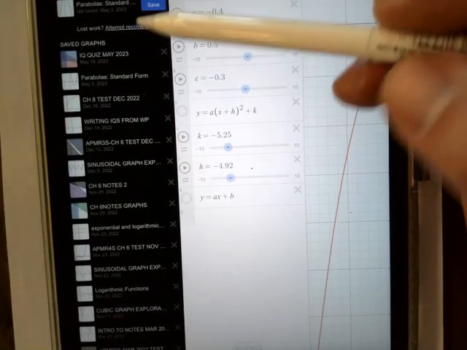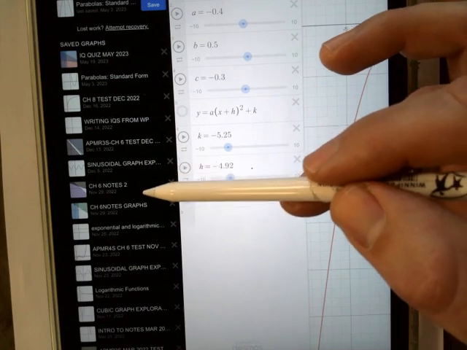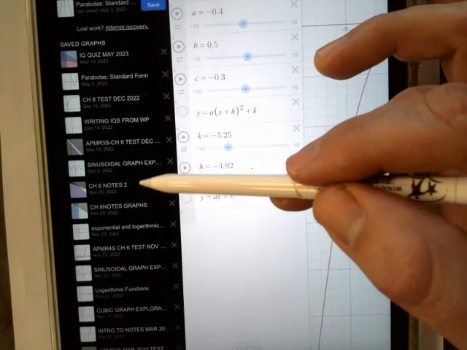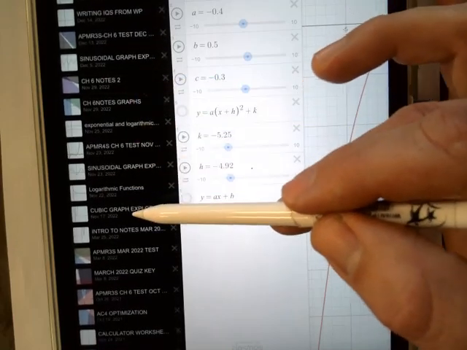Let's turn that one off, and I'm actually going to take you to a different one. The cubic. This one is new to you. I have so many here, I just need to make sure I find it. I had it ready to go here. Cubic.